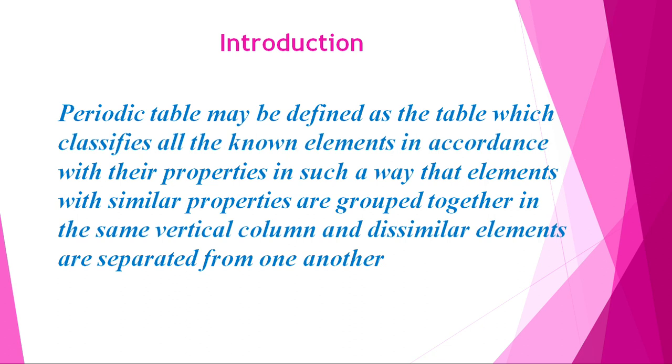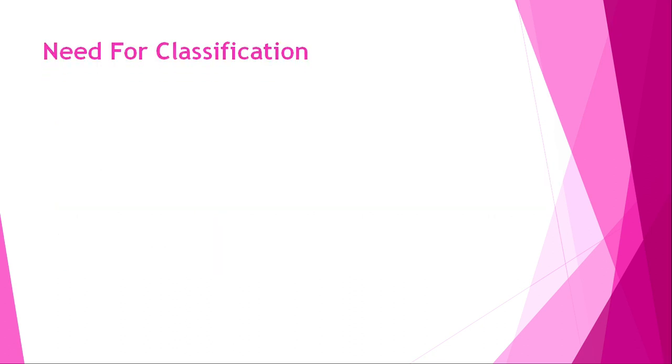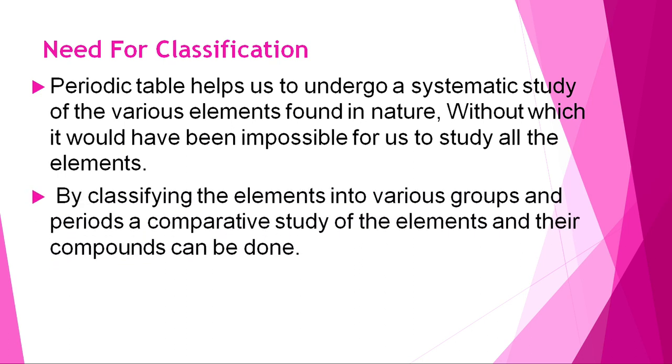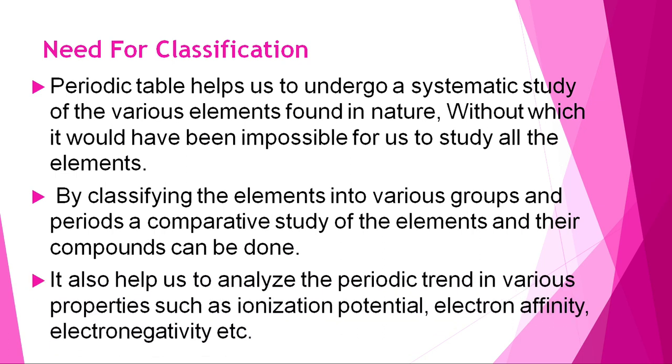So, the question comes, what is the need for classification? As you see, classification helps us to undertake a systematic study of various elements which are found in nature. Otherwise, it is not possible to study all the elements together. Second point is, by classifying elements into groups and periods, we can make a comparative study of the elements and their compounds. Third point is, we can analyze the periodic trends in various properties like ionization potential, electron affinity and electronegativity. That is why classification is very, very important. Otherwise, it will be very difficult to understand chemistry.